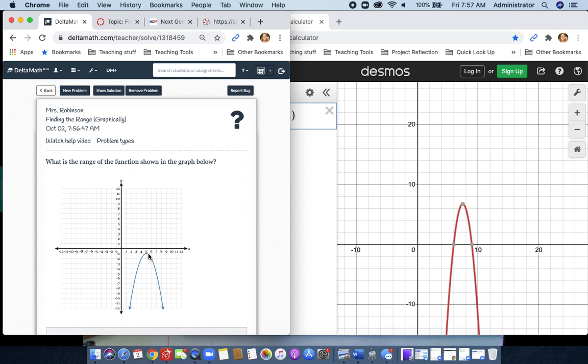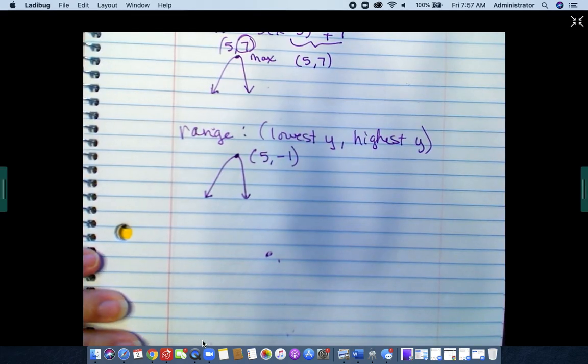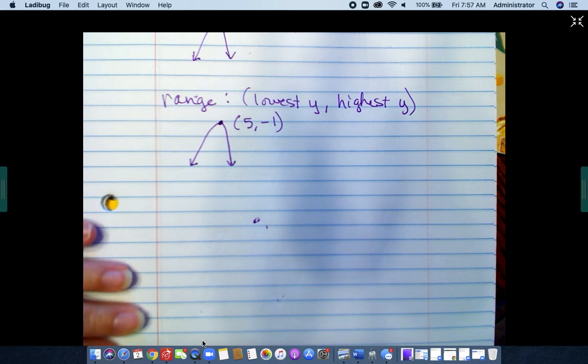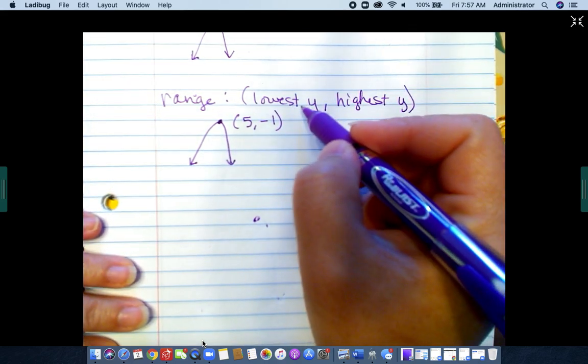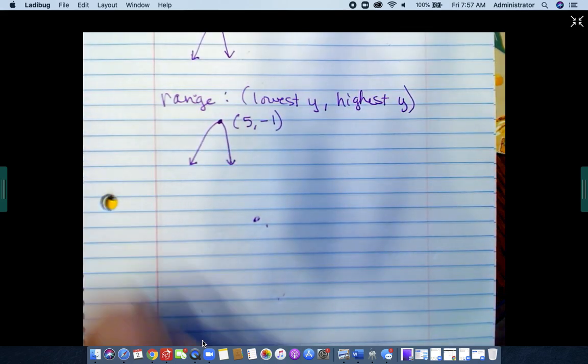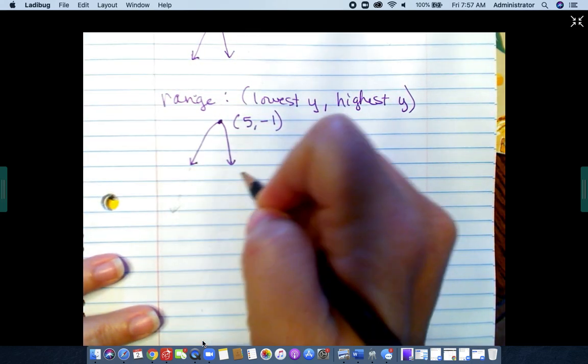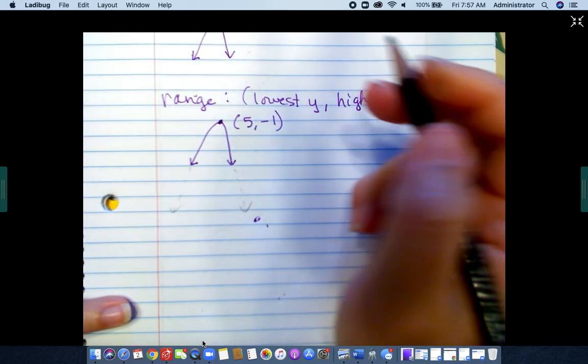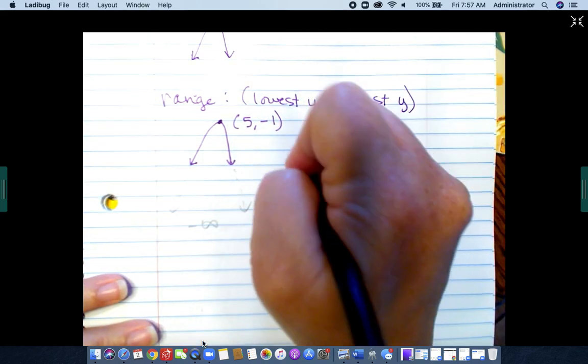Draw a parabola that opens down and put the vertex, which is at, from 0, 0, it's at 5, -1. So we've got a vertex at 5, -1. So please put this in your notes so that you can use this when you do your test review and your quiz on Monday. If range is lowest y to highest y, well, how low does this parabola go? It goes down forever. So my lowest y is -infinity.